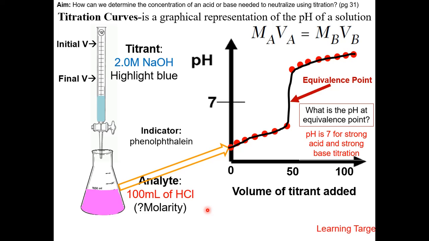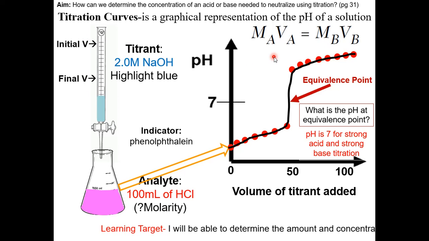To figure out the unknown molarity of the acid, we're going to use the equation on table T on your reference table. Molarity of the acid times the volume of the acid gives you the molarity of the base times the volume of the base. Before we did the titration experiment, we knew the volume of the acid and the molarity of the base. During the titration experiment, we determined the volume of the base, and now using this equation, we can solve for the molarity of the acid.